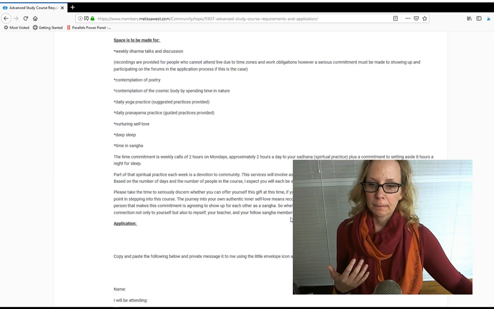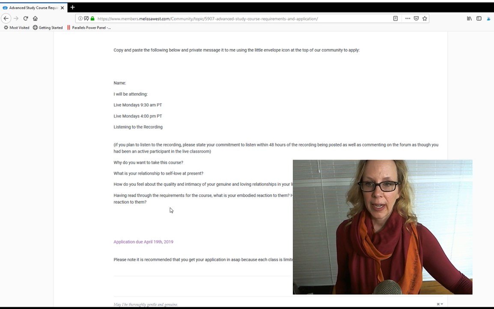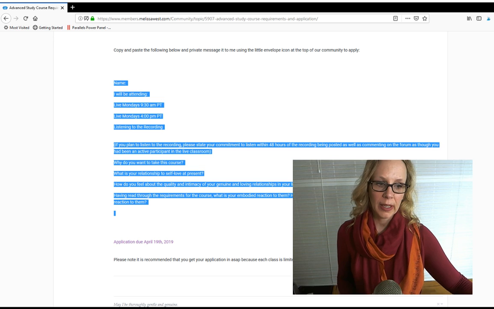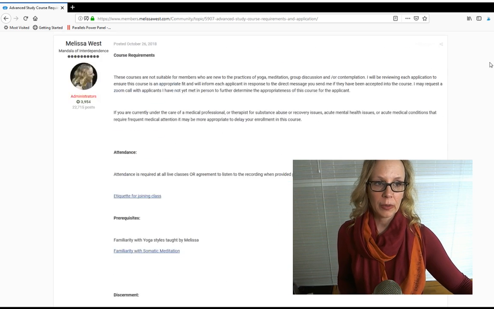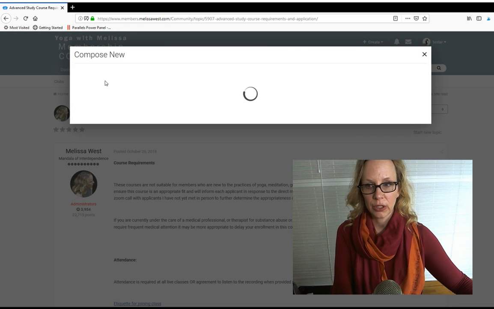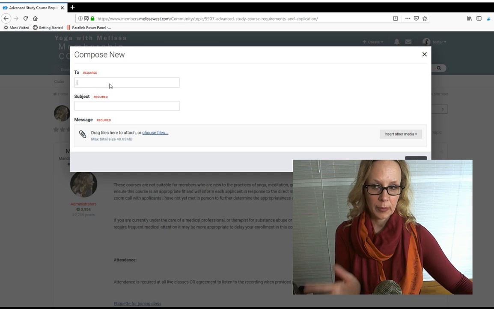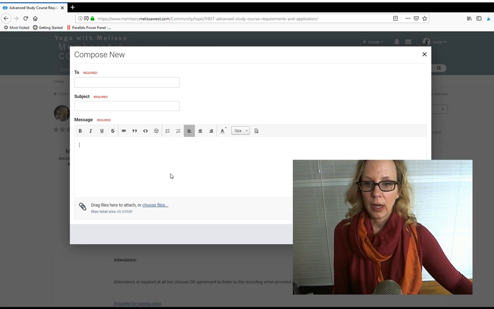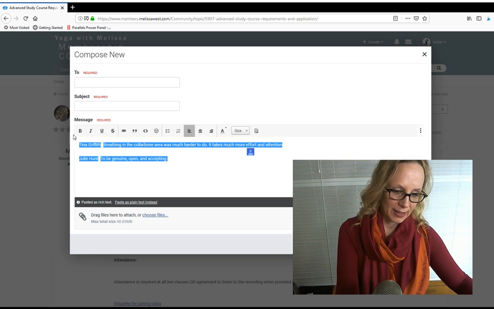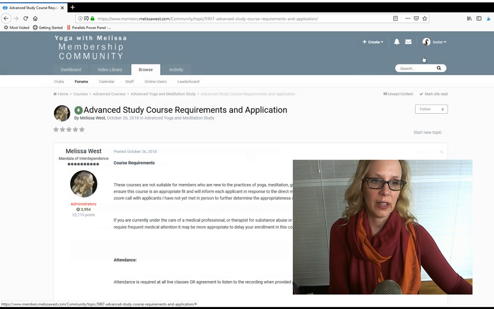There's an application here. You would copy the application: you just highlight it, Control-C, and then in our membership community, you message me, compose a new message, type my name in here, and then paste the application. Oops. I didn't copy it, did I? Okay. You just paste the application in there, and then you fill it out.